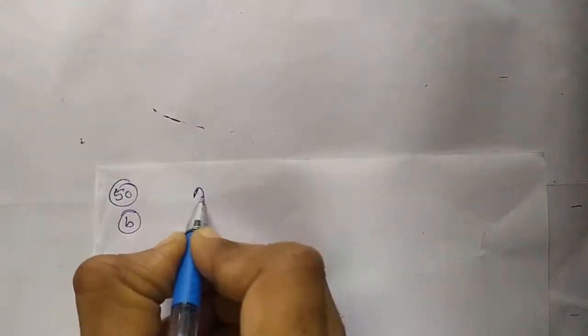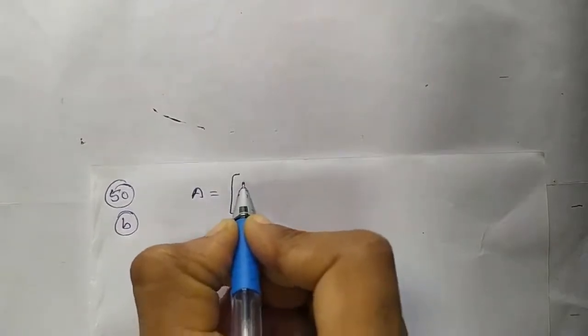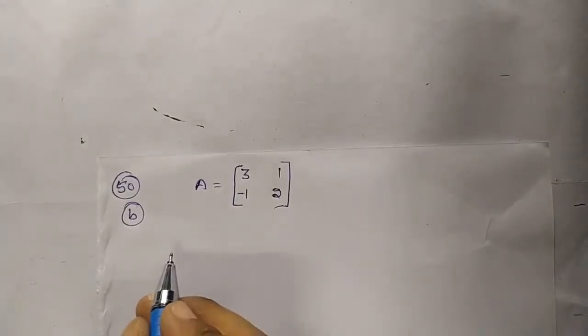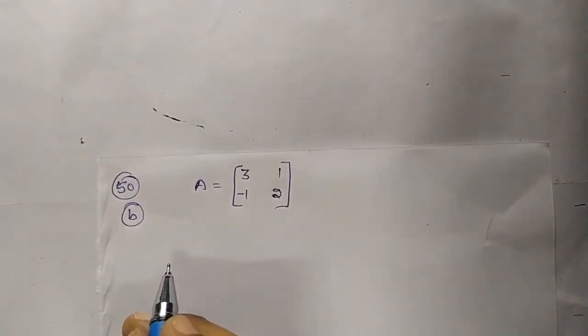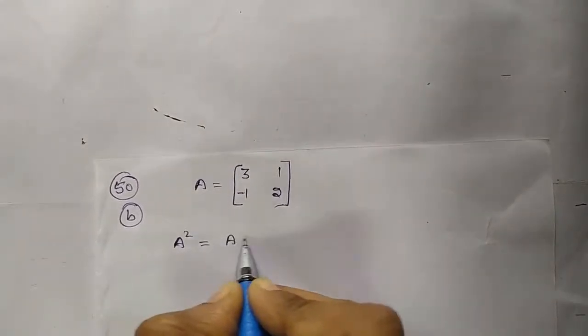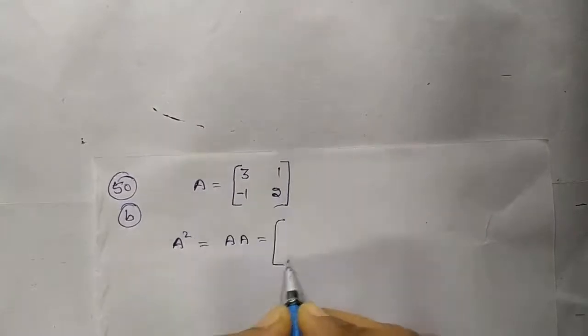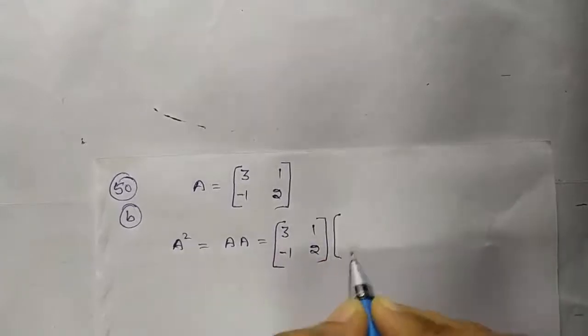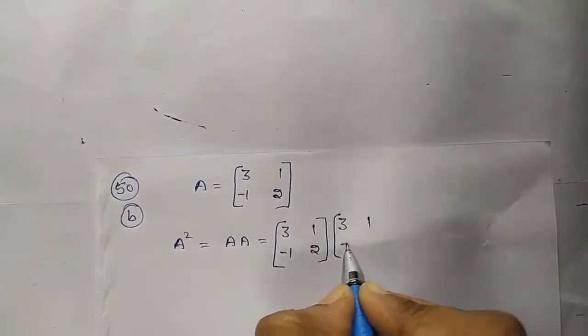If A equals to the matrix 3 1 minus 1 2, satisfy the equation A square minus 5A plus 7I equals to 0, then find the inverse of A using this equation. First we have to prove that A satisfies the equation, which means we need A square. How to find A square? A into A, that is equals to, the matrix A is 3 1 minus 1 2. Next again write the matrix A, 3 1 minus 1 2.